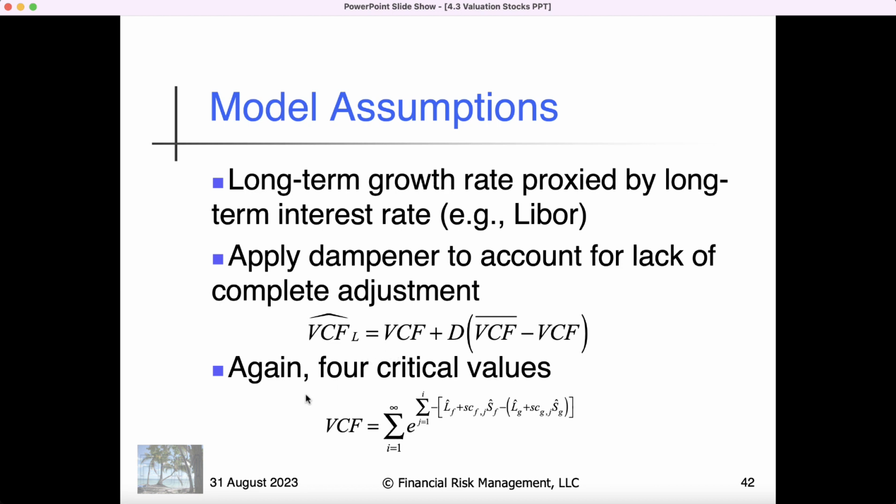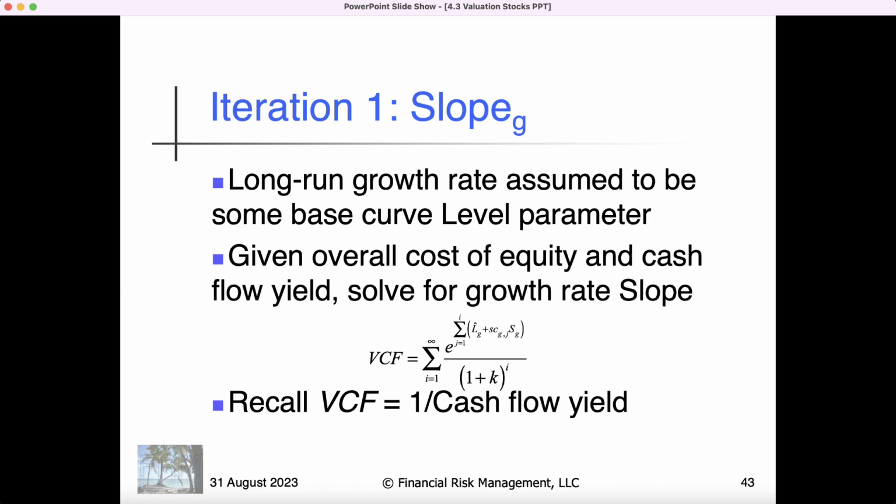Again, we have four critical values in developing our model. The first stage is we want to estimate the slope of the growth curve, with the long-run growth rate assumed to be some base curve level parameter. In the limit, this is operating from insight from Professor Damodaran at NYU. In the long run, you'd expect the growth rate to asymptotically go to some perpetual interest rate. Given the overall cost of equity and the cash flow yields, assuming we have some estimate of a constant discount rate, we can come up with a valuation.